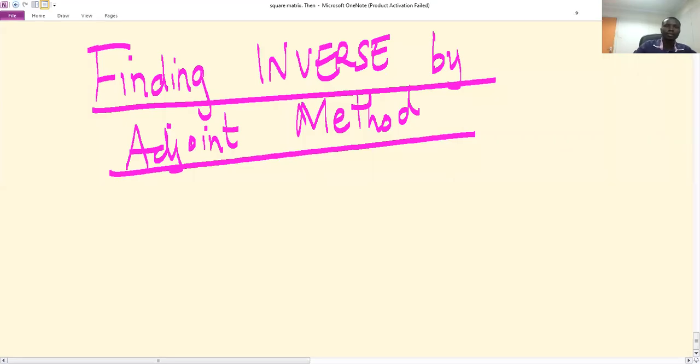Welcome to this session. In this session, we discuss how to find the inverse of a square matrix by the adjoint method. So we start by defining what we mean by an inverse of a square matrix, and then we'll do an example. So, definition.